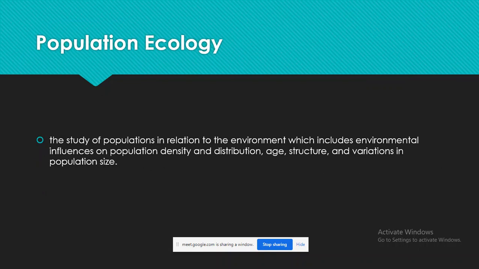So what is population ecology? Population ecology is the study of population in relation to the environment, which includes environmental influences on population density and distribution, age structure, and variations in population size. So specialized branch siya ng ecology which deals on everything that is there to know about population.